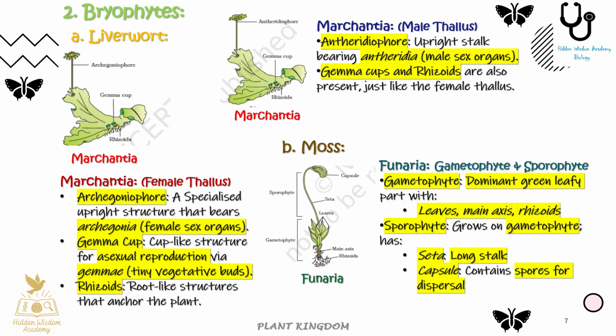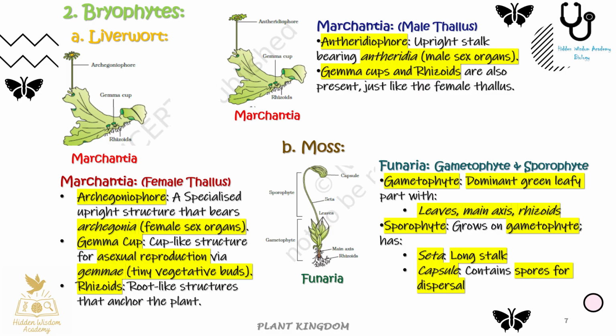Two, Bryophytes. Are of two types. They are liverwort and moss. Let's start with liverwort. Example: Marchantia, female thallus. Have archegoniophore, a specialized upright structure that bears archegonia, female sex organs.